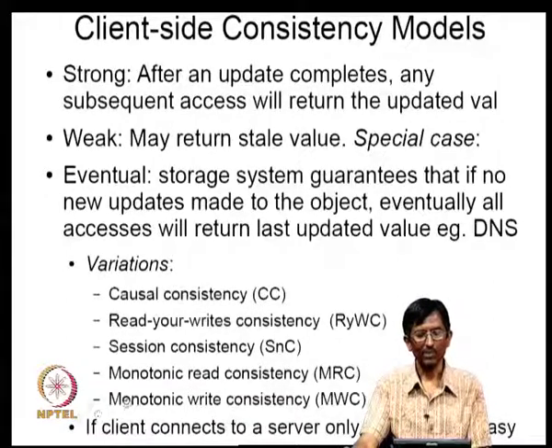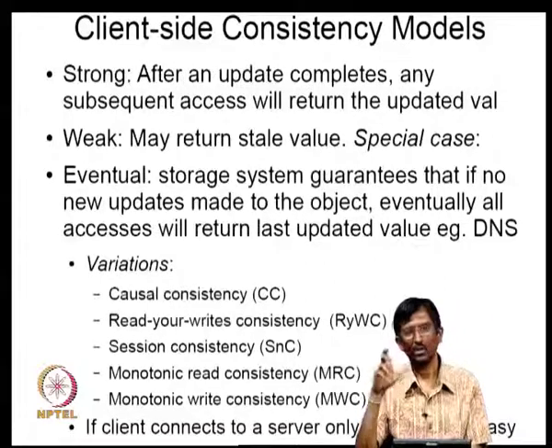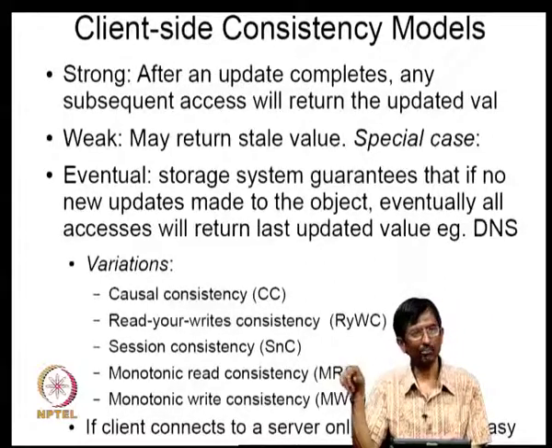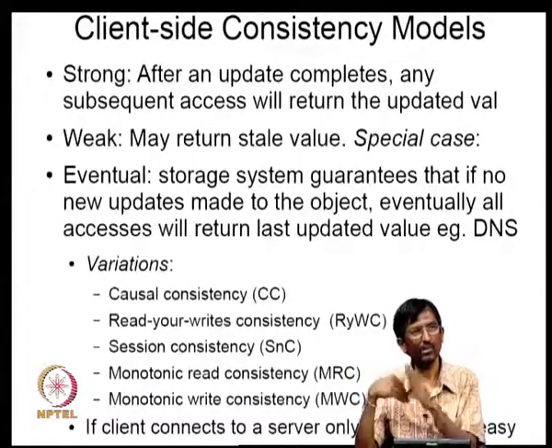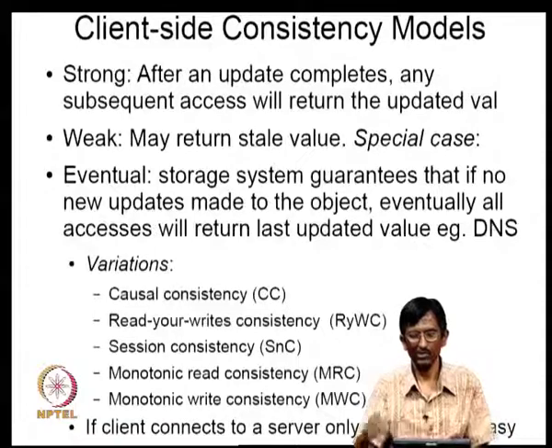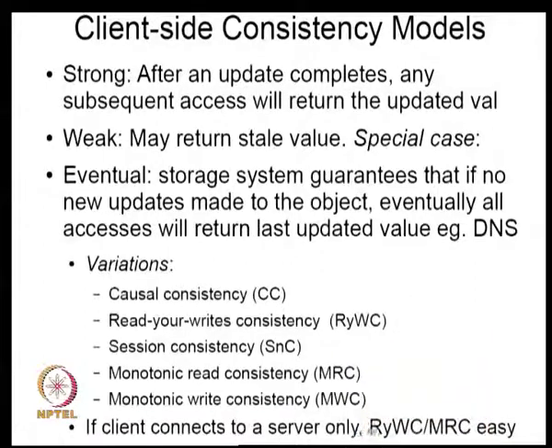There's also monotonic write consistency. If you write A, and you write B later, then the value of A is seen by everybody before the value of B is seen by anybody. In a sense, you are ensuring there's some kind of barrier between each write. A is written completely first, and only then do you write B. Again, if a client connects only to a single server, then certain things are trivial. For example, read-your-writes consistency or monotonic write consistency becomes very simple.